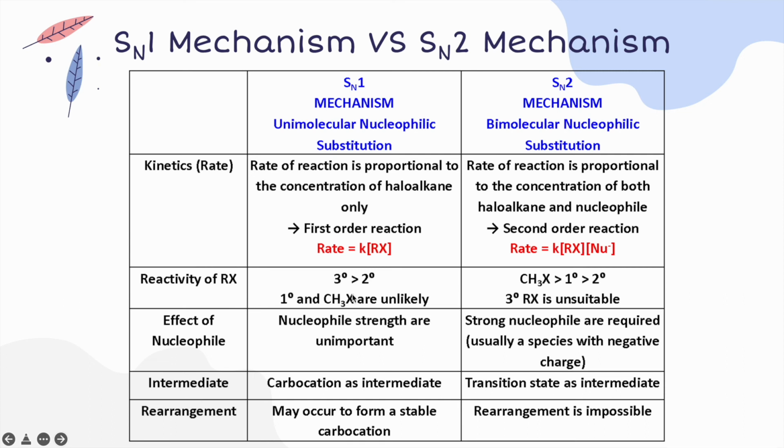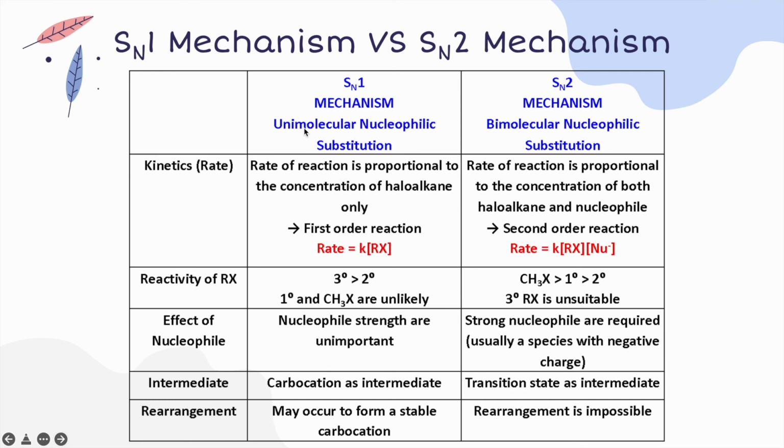But primary and methyl halide do not prefer SN1 mechanism. SN2 mechanism prefers methyl halide, primary haloalkane, and secondary haloalkane as well. But it depends. Secondary haloalkane must react with strong nucleophile. Strong nucleophile must be required. And look at the R group in secondary. Make sure it's not too bulky. If it's too bulky, then it needs to undergo SN1 mechanism.